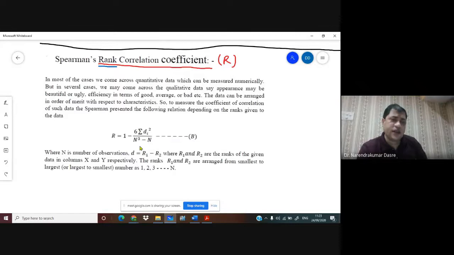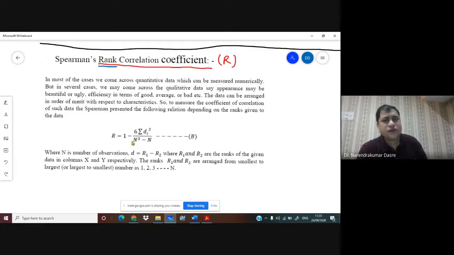So what is di here? di is the difference between ranks. Suppose R1 is the ranks given by judge 1, and R2 is the ranks given by judge 2 for the number of contestants. Then di is going to be the difference between the ranks given by the two judges.